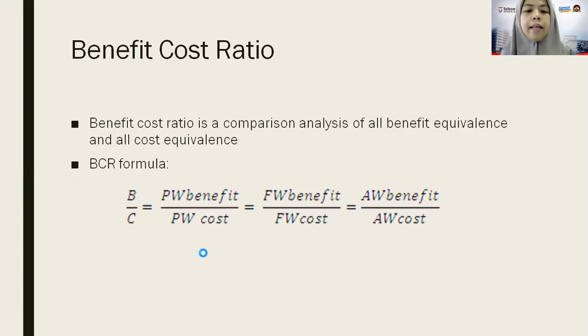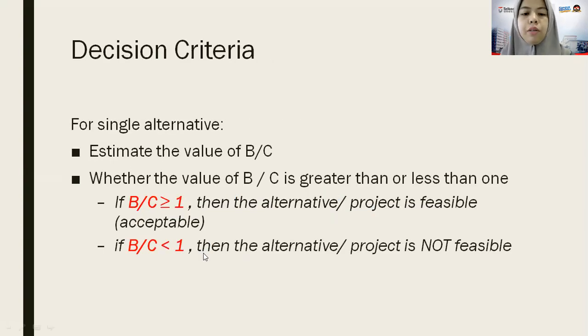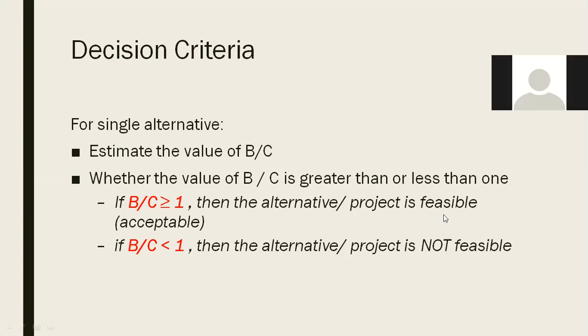Okay, and the preferable ratio is greater than one. Okay, greater than or equal to one. It means your project is feasible. You can continue to run that business. And if the ratio is below the target, which is one, then the alternative or the project is not profitable. You may consider taking another portfolio or project. Okay, so it's very easy, right?